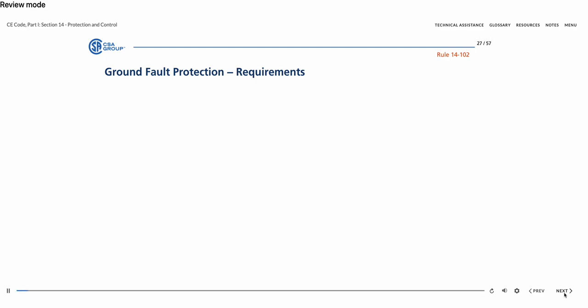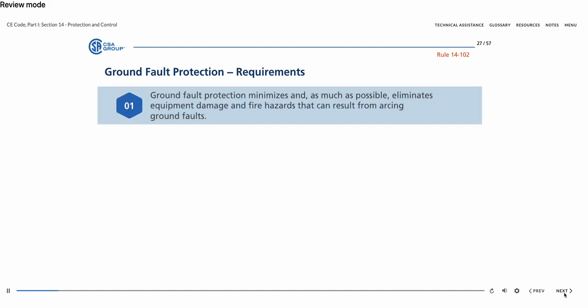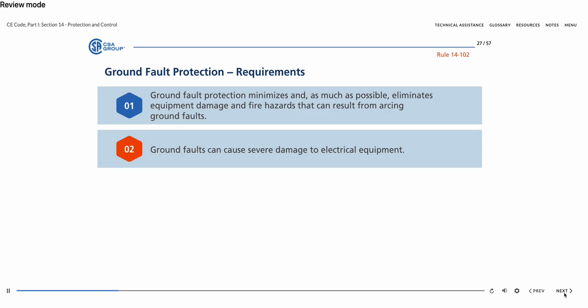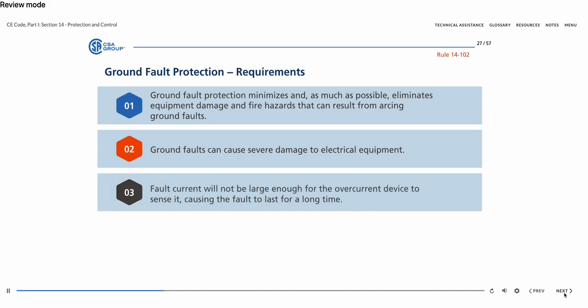Why is ground fault protection so important to have? Ground fault protection minimizes and, as much as possible, eliminates equipment damage and fire hazards that can result from arcing ground faults. Ground faults can cause severe damage to electrical equipment and the surrounding area due to the high levels of heat involved. In systems rated at 1000 amperes or more, a fault to ground where the impedance is significantly high could result in a fault current that will not be large enough to cause a response from the overcurrent device.